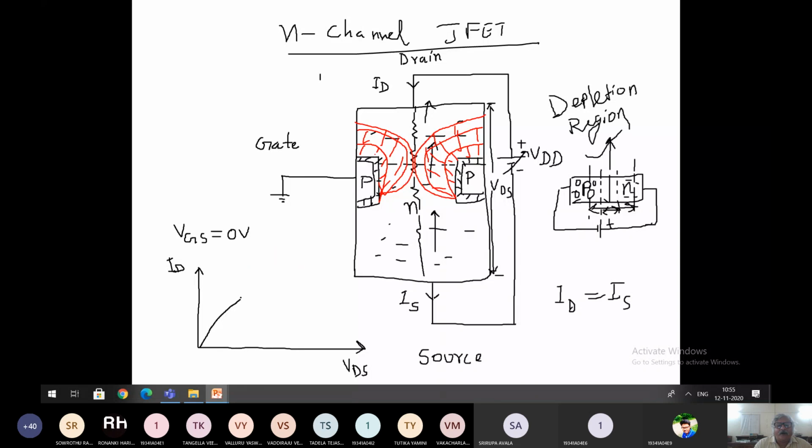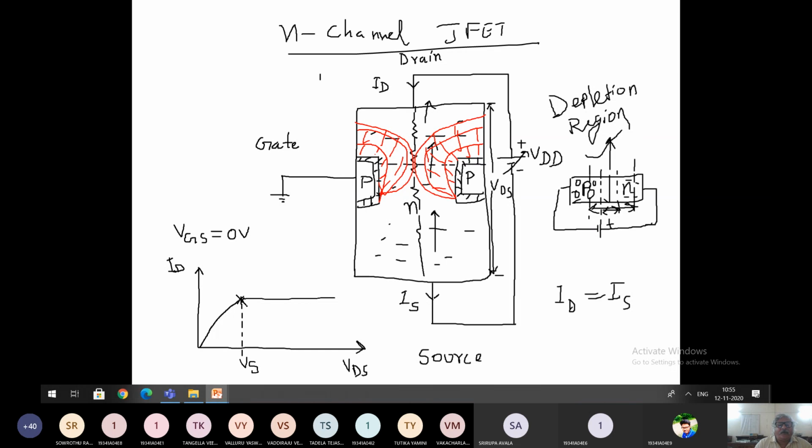So here you find when you are increasing this VDD, this ID is increasing, but at one point of time, when both of these depletion regions almost touch each other, then there is no increment in the current. Current will remain constant, right? Current will remain constant like this. So this point, when the current becomes constant, is called the saturation point, right? This is called the saturation point. We call it VP.